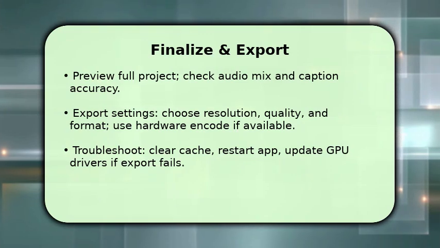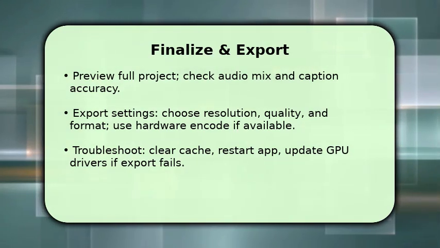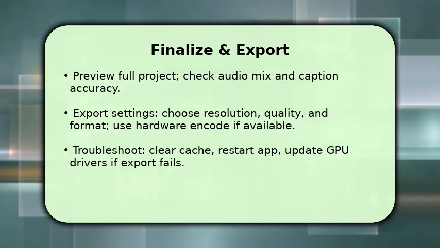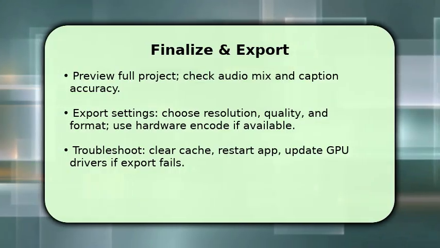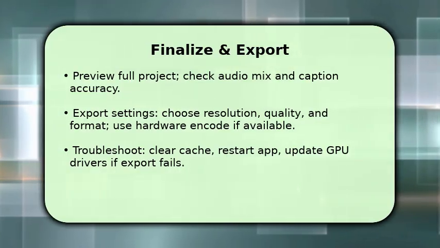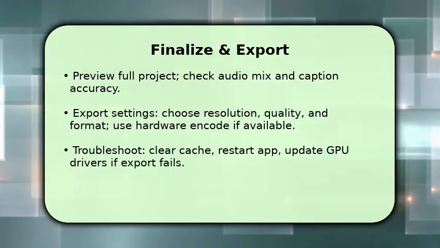Finish by previewing the full edit and confirming audio levels, captions, and safe frame composition. When ready, open Export, choose Resolution and Quality. Select hardware encoding for faster renders if your laptop supports it, and pick the target format. Export and watch the final file to confirm sync and artifacts.